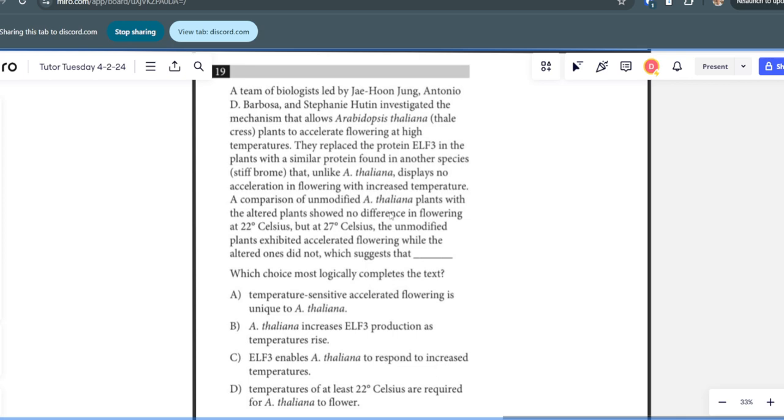So just seeing that blank. Okay. So what did they change in these studies? That's really what I'm going to be focusing on. It looks like in this study they replaced a certain protein in the plants with a similar protein found in a different species that has no acceleration. And then what was the result? The unmodified plants accelerated, but the altered ones did not. So to me, it seems like they chose the right protein, it did affect the behavior. If they replaced the protein ELF3, then ELF3 would be responsible for allowing this plant to do the accelerated flowering.